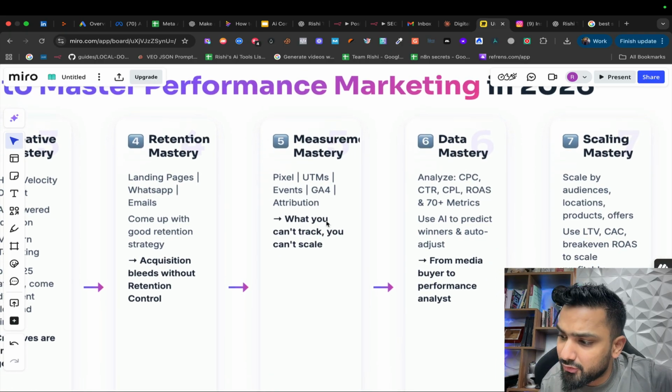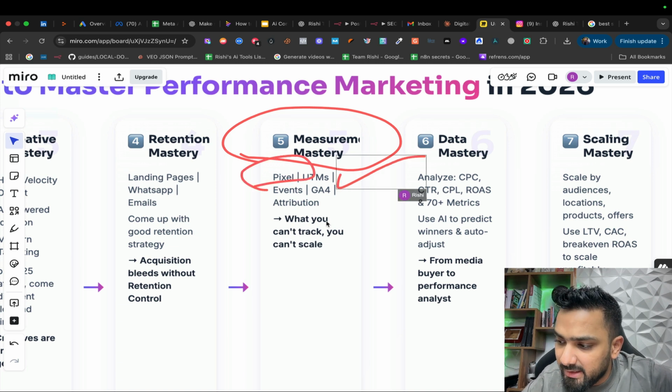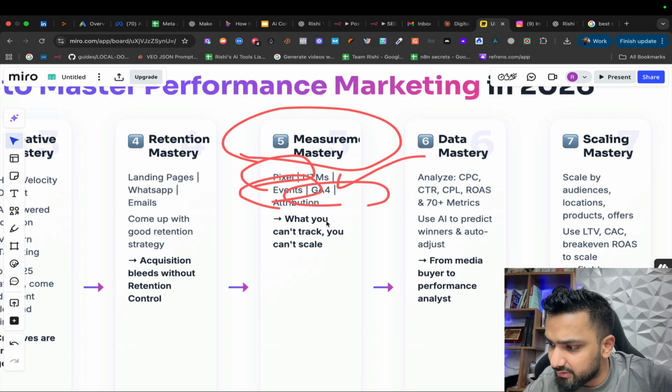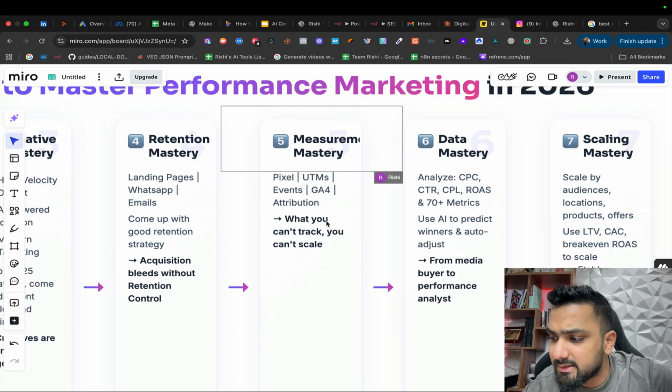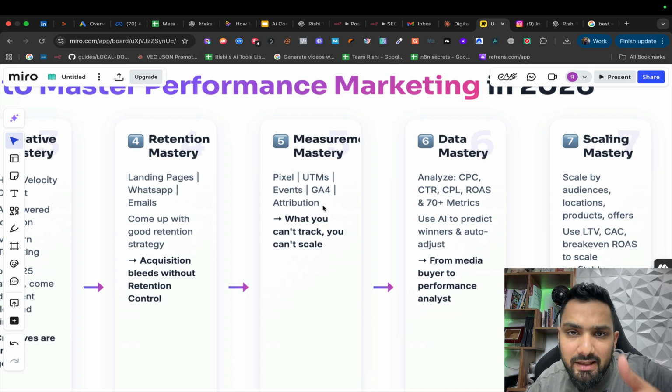The fifth level of mastery is called measurement mastery. Your capability of understanding how pixels work, what UTM parameters are, what events to track specifically for e-commerce, GA4 integrations, and attribution, how it works and what it does, right? And here it's important that you truly understand this, because your capability of feeding the right data into Meta ads and Google ads will reap much more benefits for you.